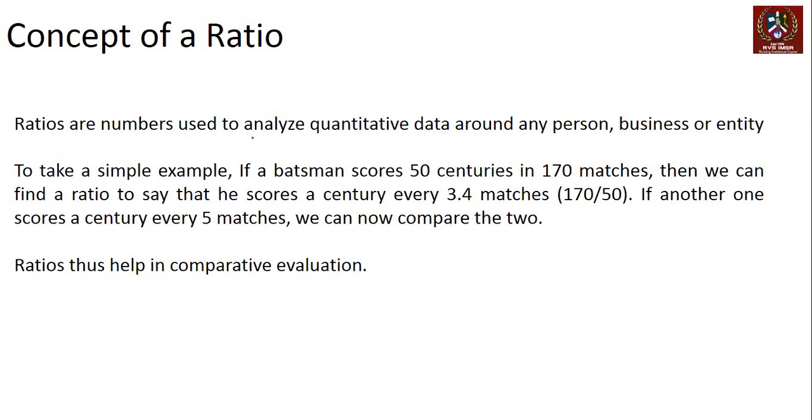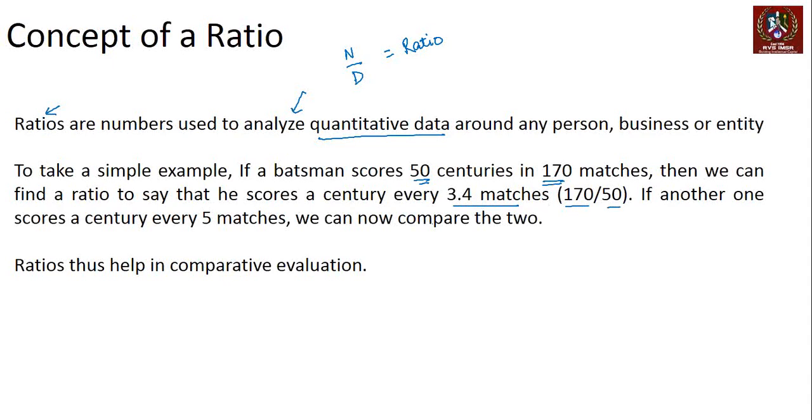Now, ratios are numbers used to analyze quantitative data around any person, business, or entity, right? So essentially, we are taking numbers, and the ratio is being calculated by dividing a numerator by a denominator to give us the concept of a ratio. And this is used to analyze quantitative data around any company, any business, any entity, any person, etc. Now, take a simple example. If a batsman scores 50 centuries in 170 cricket matches, then we can find a ratio to say that he scores a century every 3.4 matches, right? 170 matches and 50 centuries.